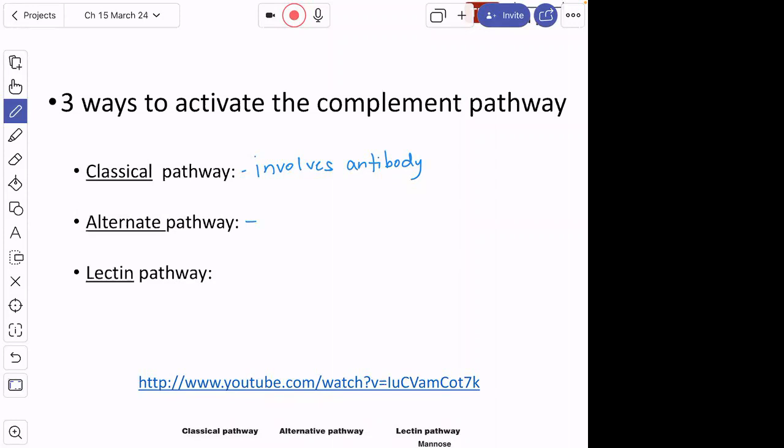Let's say it's activated by pathogens. And I'll put in parentheses here that C3 is naturally splitting at a low rate.